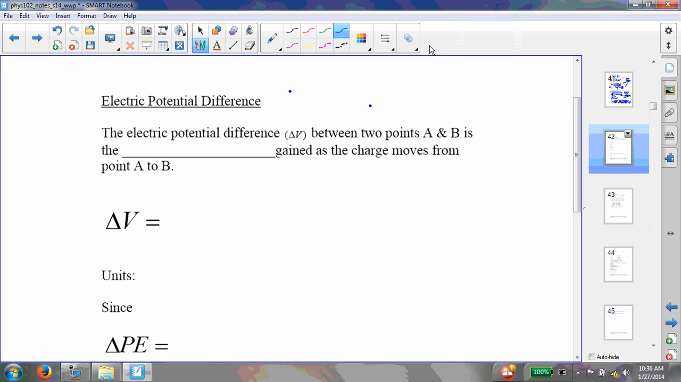All right, now having had potential, and we'll certainly come back to where we actually calculate the potential due to collections of charges, let's look now at potential difference. This is very closely related to potential.